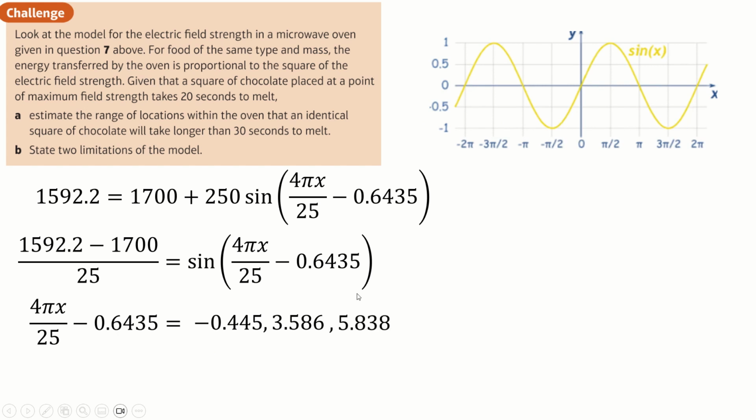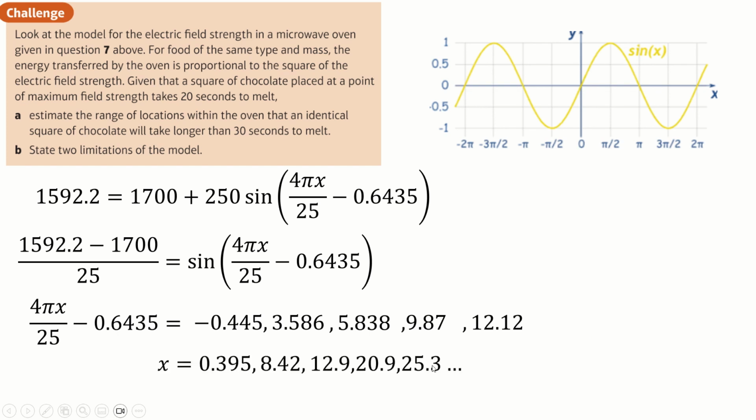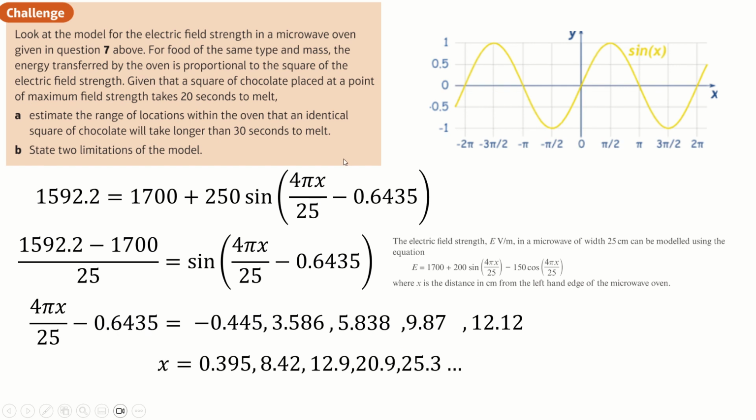And then if you add another 2 pi to that, you'll get another one, and another 2 pi, you get another one, and so on. I'm going to stop there because when you then calculate the actual x values by multiplying all of them by 25 divided by 4 pi, you get this. And this last one is bigger than 25, which is relevant because the question says that the oven is only 25 centimeters large. So any bigger values get you numbers that are completely irrelevant. So, okay, these are all the answers that are relevant to me.